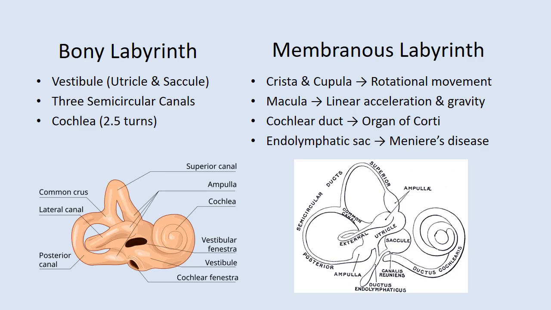the utricle and saccule, containing the macula and otolithic membrane, the sensors for linear acceleration and gravity, the cochlear duct, which is triangular in cross section and contains the organ of Corti, the actual organ of hearing, and finally the Y-shaped endolymphatic duct and sac, which drains into the cranial cavity and is clinically significant in conditions like Meniere's disease.